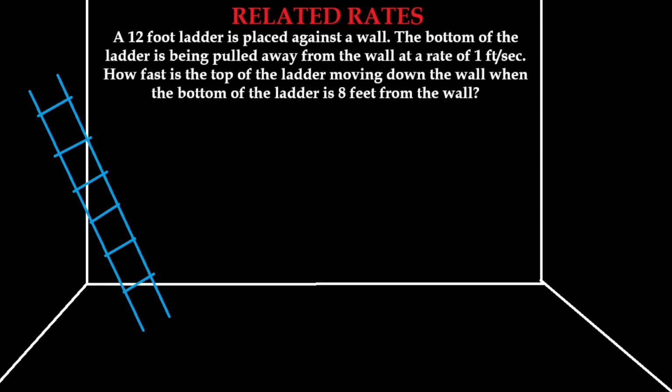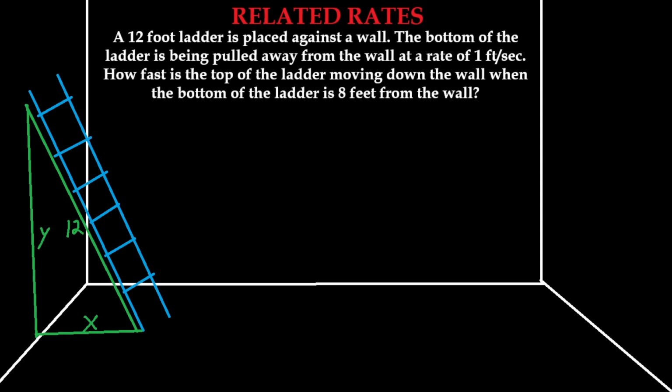In this problem, a 12-foot ladder is placed against a wall. The bottom of the ladder is being pulled away from the wall at a rate of 1 foot per millisecond. How fast is the top of the ladder moving down the wall when the bottom of the ladder is 8 feet from the wall? Well, the ladder is forming a right triangle, with the bottom of the triangle being x, the part against the wall being y, and the hypotenuse of the triangle is 12.